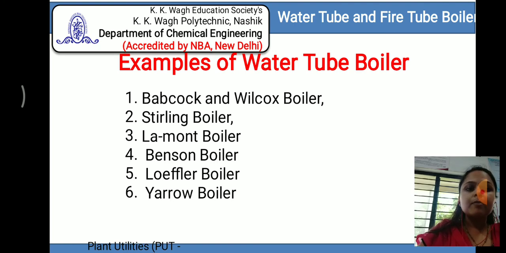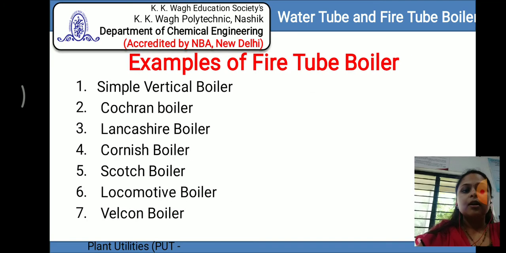These are some examples of water tube boilers: Babcock and Wilcox boiler, Stirling boiler, Lamont boiler, Benson boiler, Loeffler boiler, Yarrow boiler. And these are some examples of fire tube boilers: simple vertical boiler, Cochran boiler, Lancashire boiler, Cornish boiler, Scotch boiler, locomotive boiler and the Vulcan boiler.